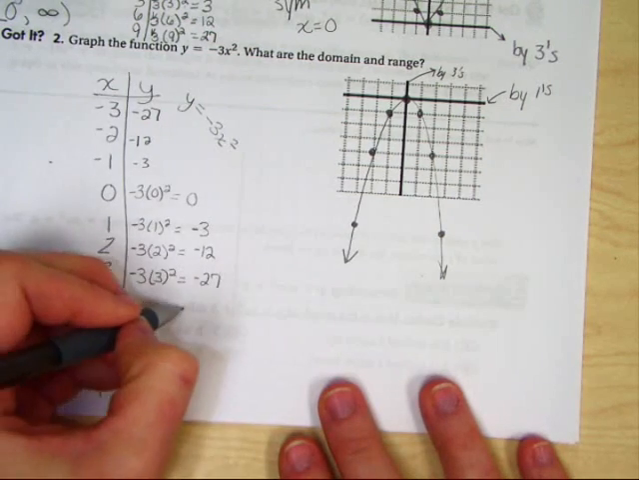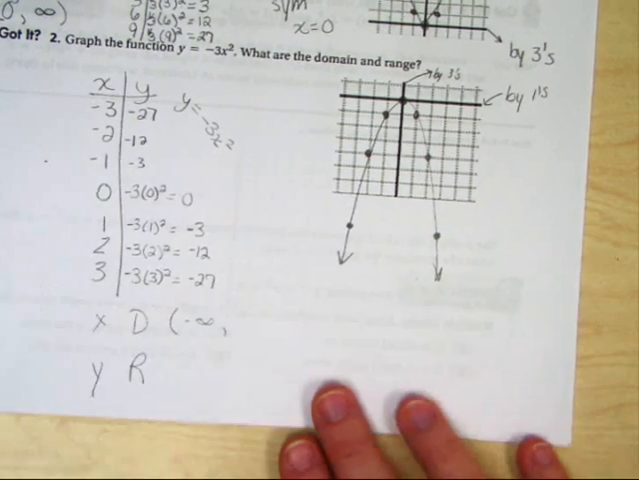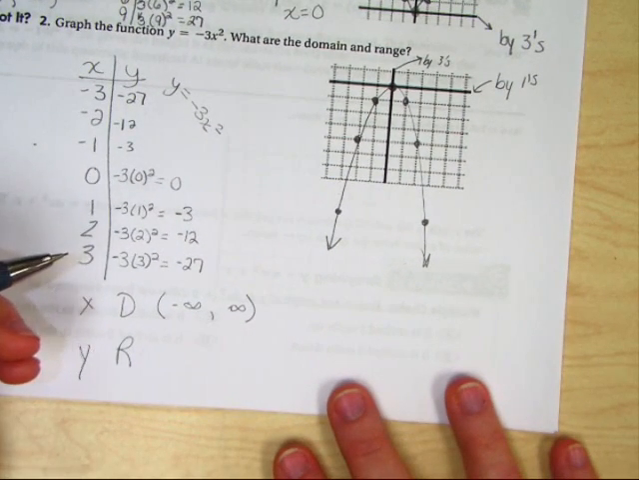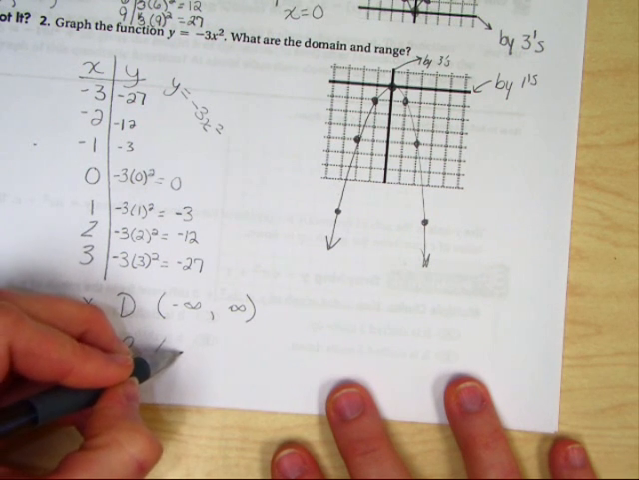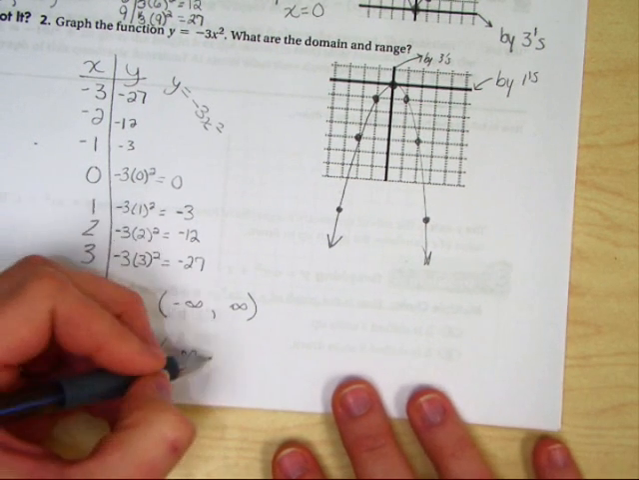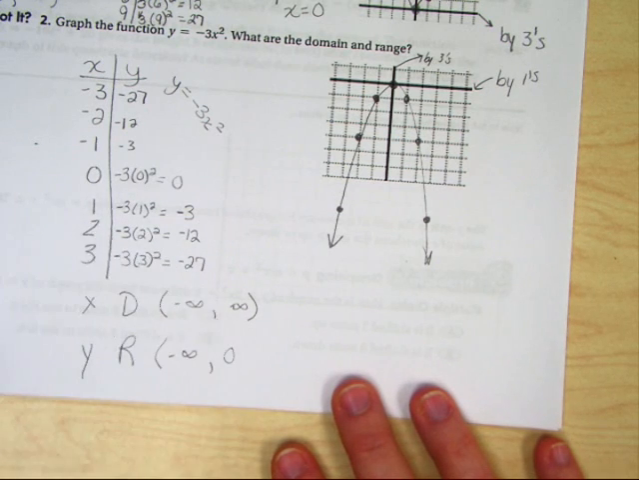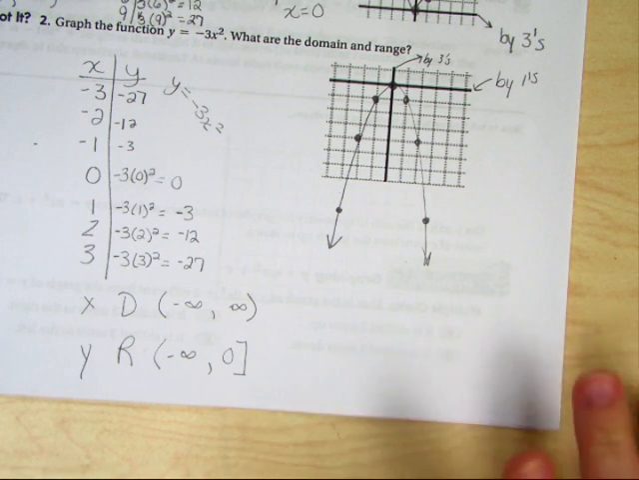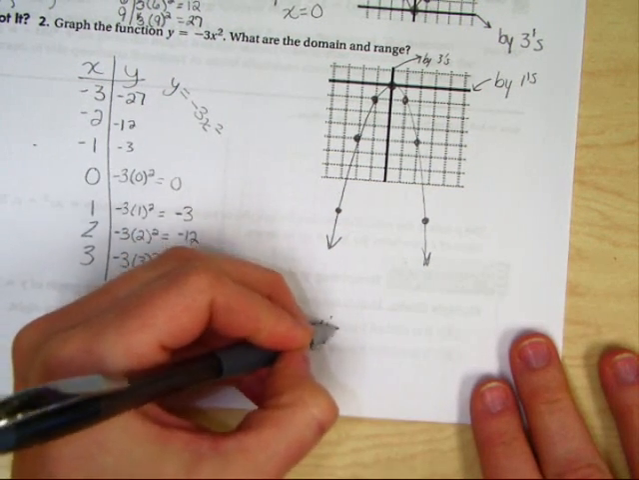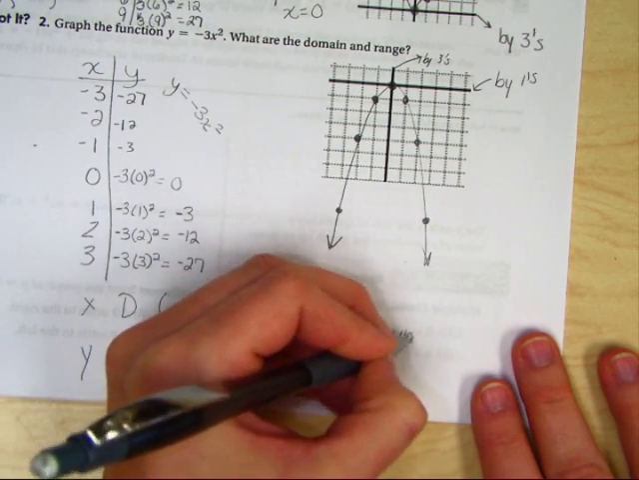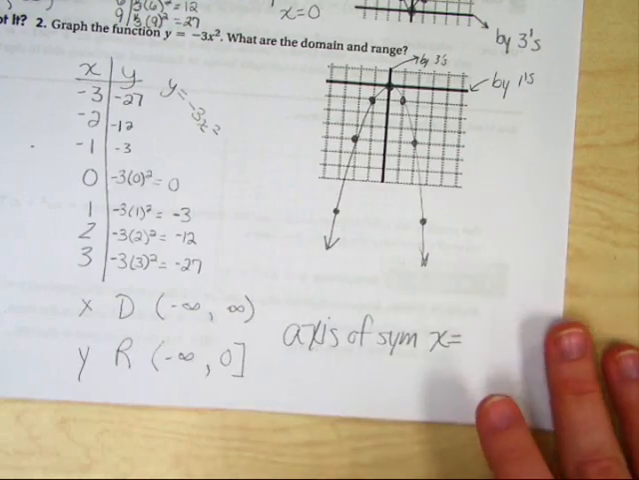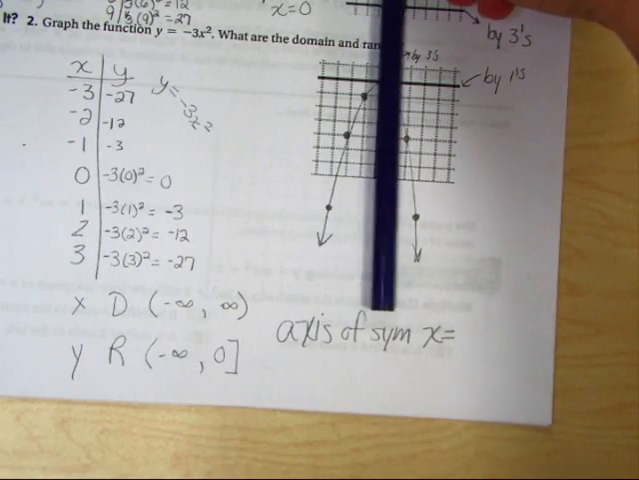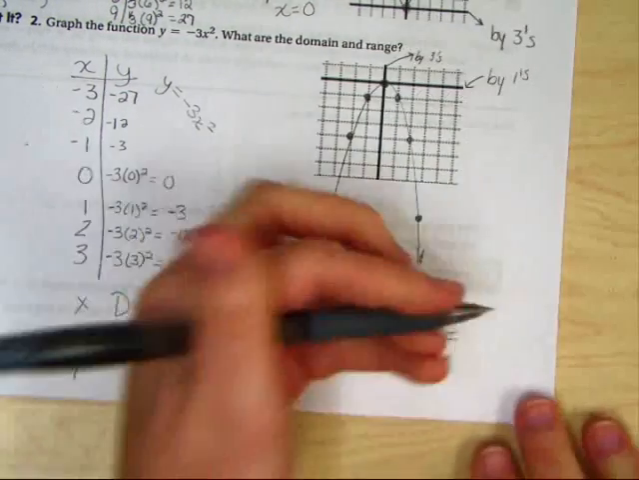The domain goes forever to the left, that's negative infinity, and forever to the right, that's positive infinity. The range, since this graph points down, goes to negative infinity, not to positive infinity, and it stops at 0 on its way back up. So we write 0 with a bracket because it does equal 0. If I asked you about the axis of symmetry, you would tell me it's x equals, and what's the line that you folded around? This line right here where I'm placing the pencil. And what does x equal at this line? X equals 0.